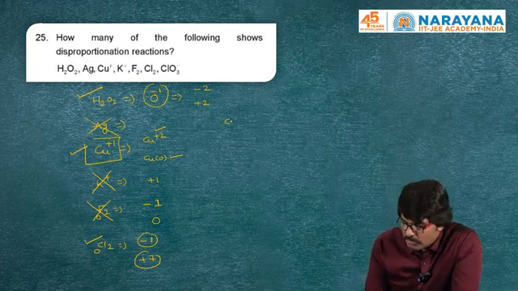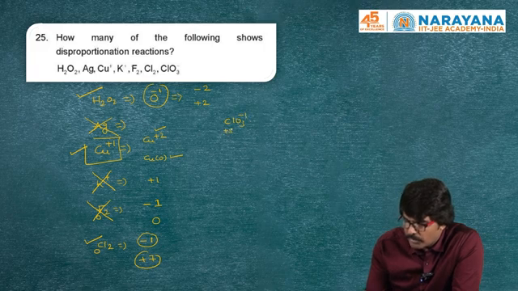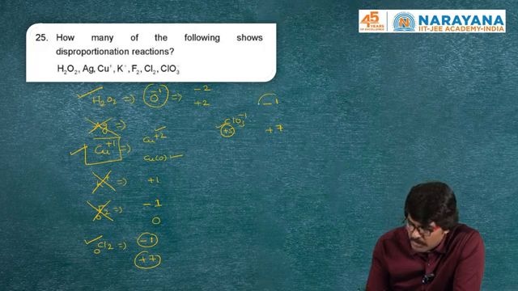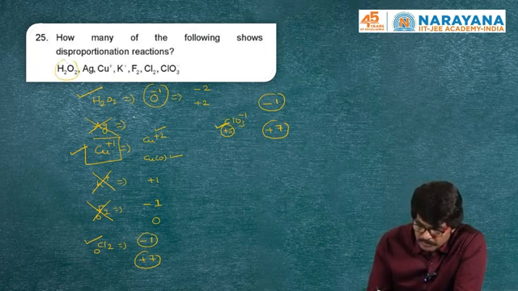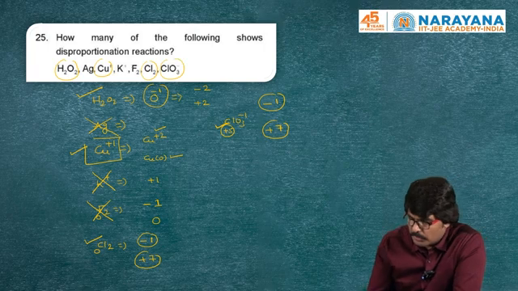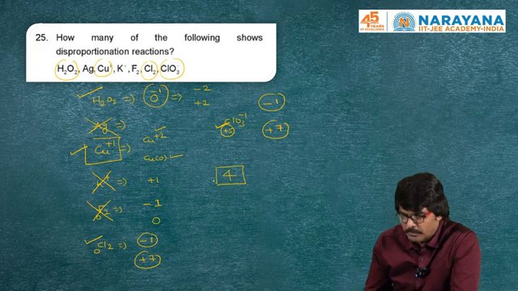The last option in the sequence is ClO3-. Here the oxidation state of chlorine is +5 in the given species. Minimum is -1, maximum is +7. So the given oxidation state is intermediate to minimum and maximum. Therefore, it can undergo disproportionation. So totally hydrogen peroxide, copper +1, elemental chlorine, and ClO3-: these 4 species can undergo disproportionation. Therefore, the answer to the question will be 4.